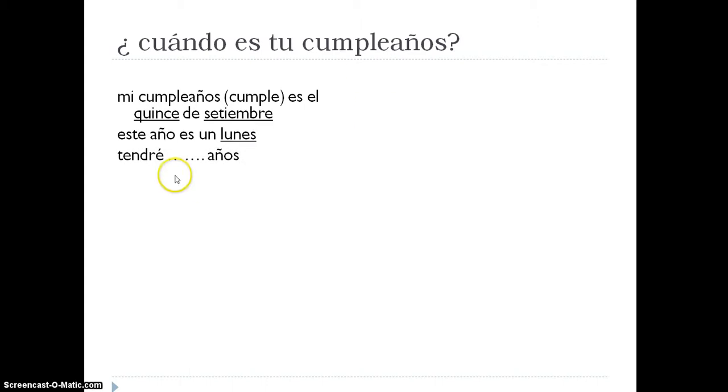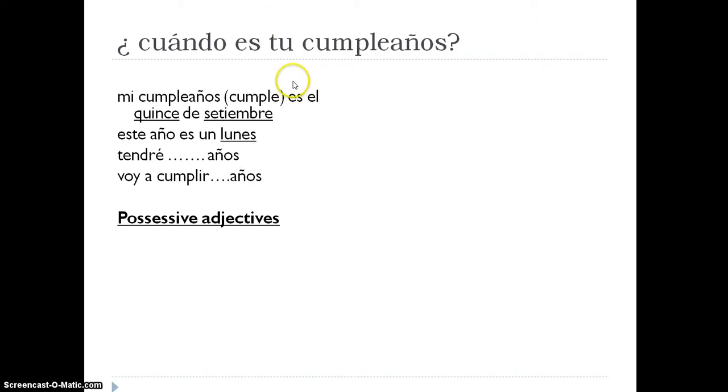And again, we could extend it. This year, I will be... Tendré so many años. Or we could say, voy a cumplir. I'm going to be. Literally, I'm going to complete so many years. Voy a cumplir años. And again, we've got a future tense there.